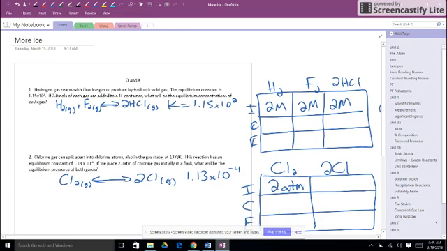Okay, so in the last class, we were talking about how to solve for equilibrium concentrations when we're not at equilibrium, and we're going to set up ICE tables. So let's review the first problem we did. We have hydrogen gas reacting with fluorine gas to make hydrogen fluoride gas.